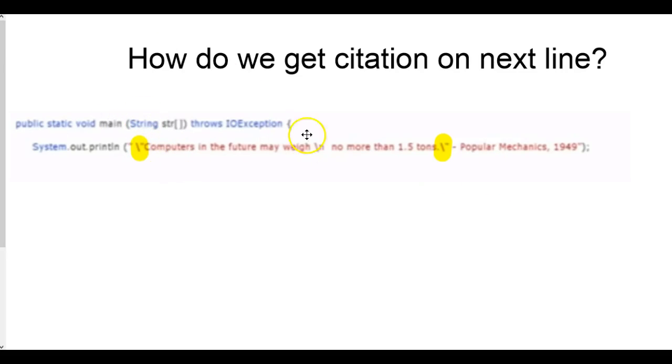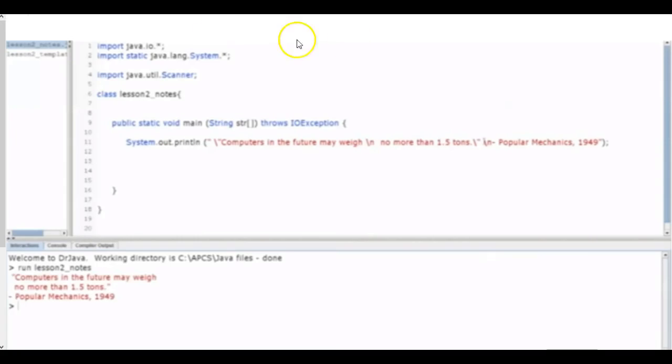So you got these quotes. We got our new line here. We got our Popular Mechanics, but we want this part on a new line. So in order to get your citation on the next line, we want to put a \n right before this hyphen, but after this quote. So we end up with this code. When we run it, we get basically what we wanted.